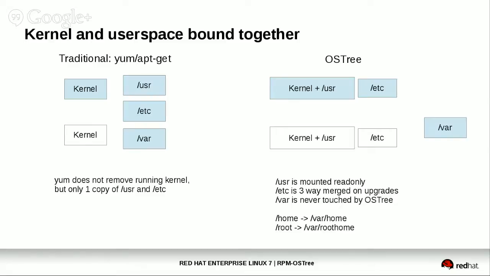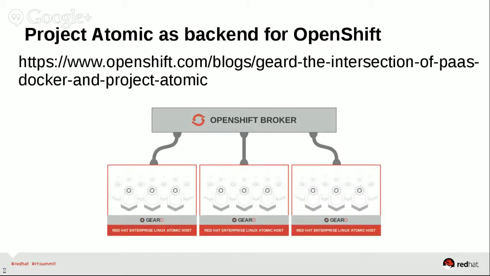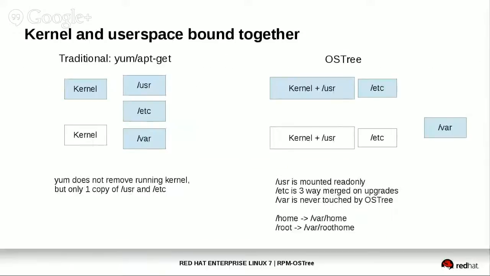So all your state lives in /var, and whenever we do an update, we make a new copy, and we never disrupt your running system. And so that gives us a really strong ability to do rollback. So that's a quick introduction to OSTree. It's a way to atomically update and roll back that host operating system.